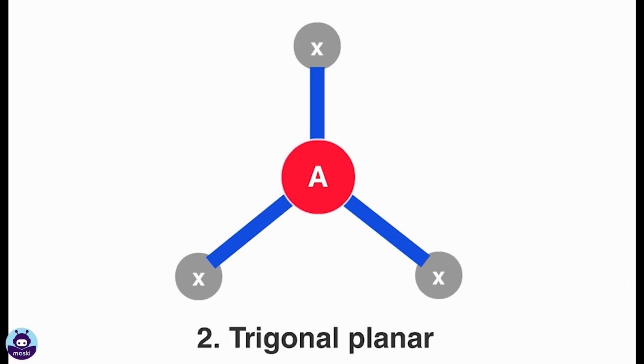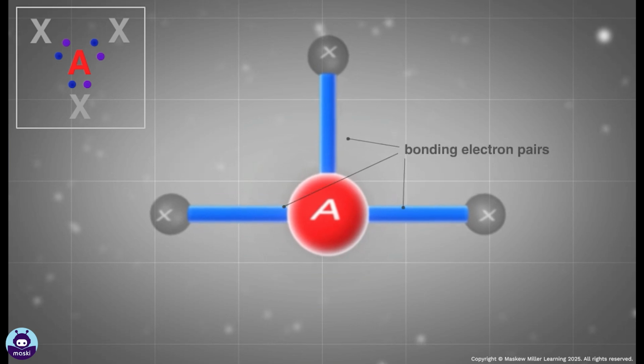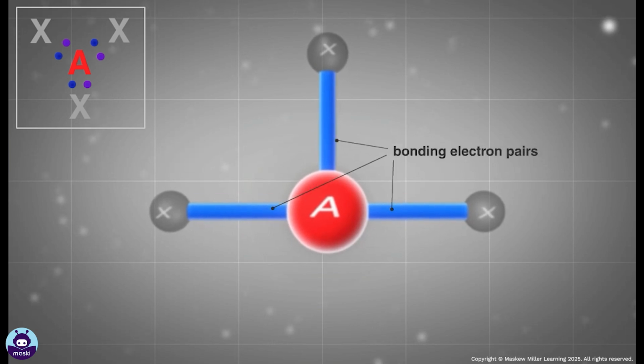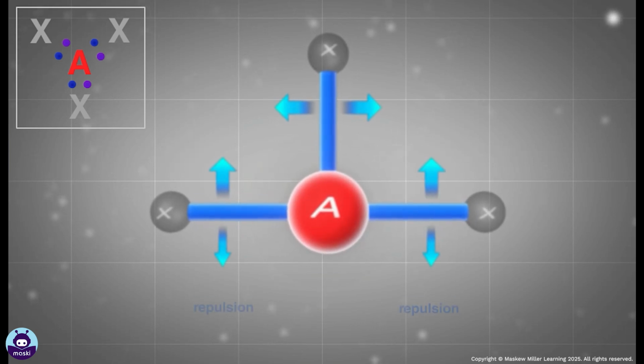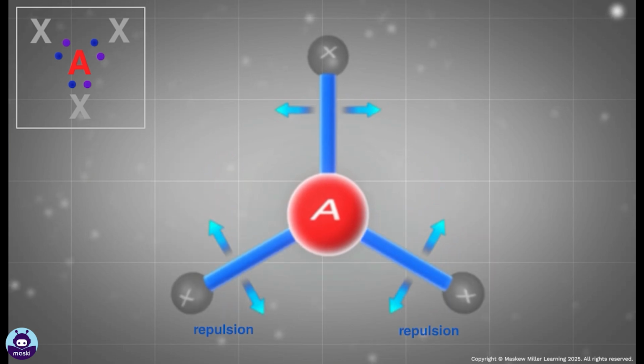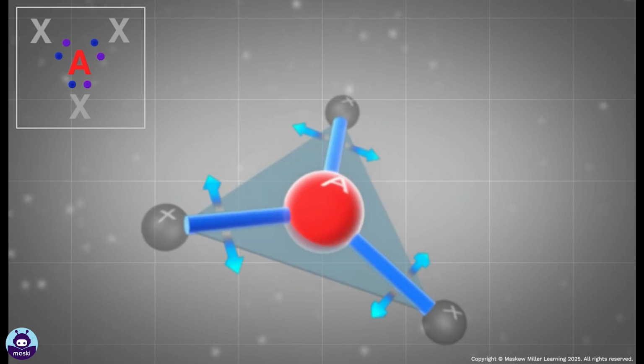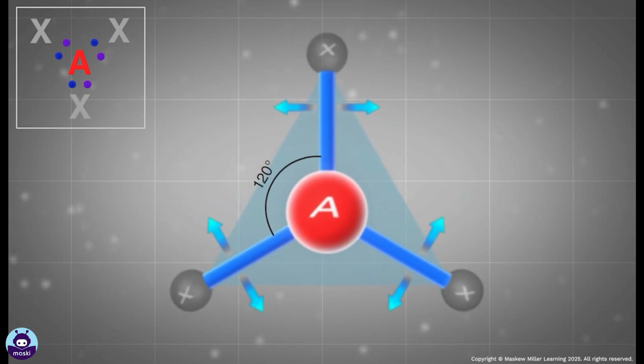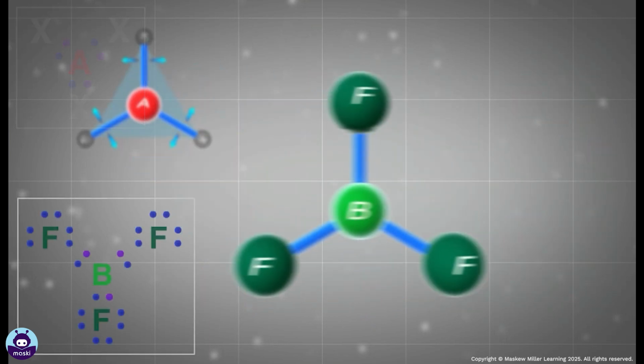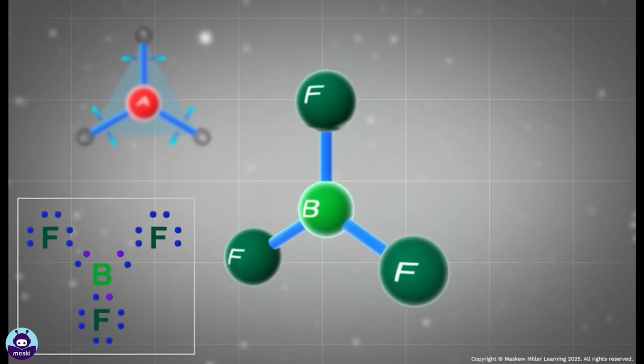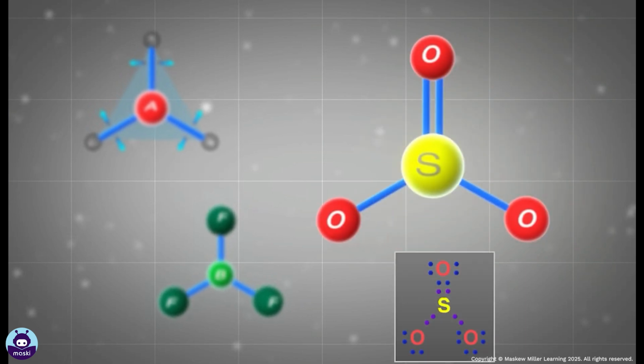Trigonal planar. In molecule AX3, we can see 3 bonding electron pairs around the central atom. These electron pairs attain minimum repulsion when they are spread evenly around the central atom. This arrangement is called trigonal planar arrangement, as 3, tri, atoms are bonded to the central atom, and all 4 atoms lie in a single plane, planar. It has a bond angle of 120 degrees. We observe such an arrangement in molecules with 3 identical groups, such as BF3 and SO3. Note that you do not have to be able to draw the Lewis diagram for SO3.